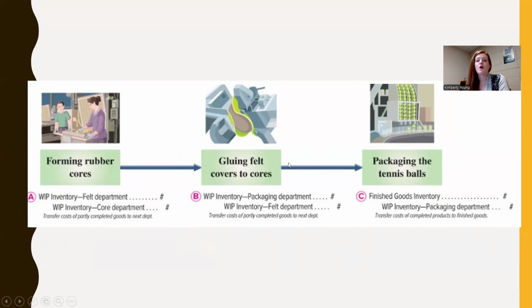But the external users the whole time would just see this as inventory. Now, we're not doing this for every individual tennis ball. Instead, we're doing this probably at the end of each day and saying, okay, we had 10,000 tennis balls that went through the rubber core department. And now we need to move those out and put them into the felt department. How many of those are now sitting in the felt department? And we would do that for each of the departments. So probably each day, maybe each week even, just to be able to keep track of how they're moving along in the process.